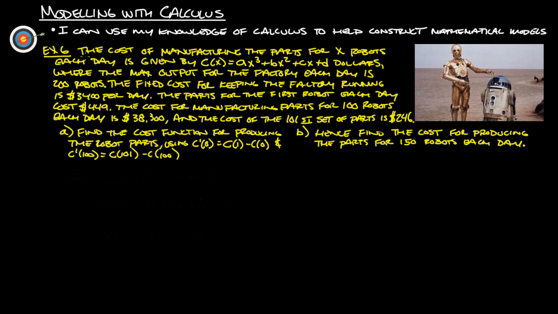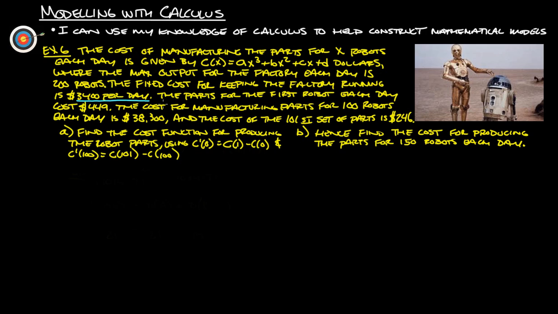Anyway, the cost of manufacturing the parts for x robots each day is given by C of x equals ax cubed plus bx squared plus cx plus d dollars. Okay? Where the max output for the factory each day is 200 robots. So they can't produce any more than 200 robots in a day. Fixed cost for keeping the factory running is $3,400 per day.